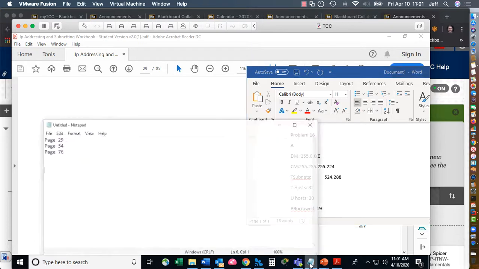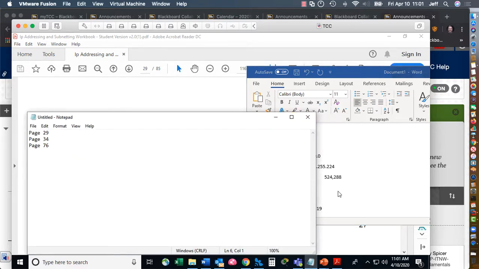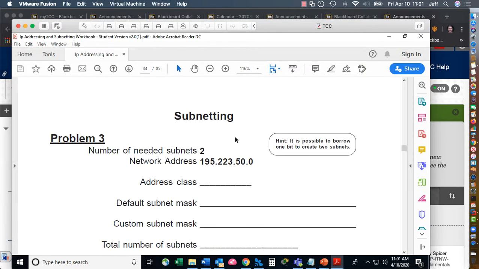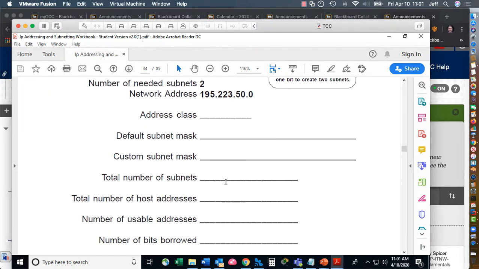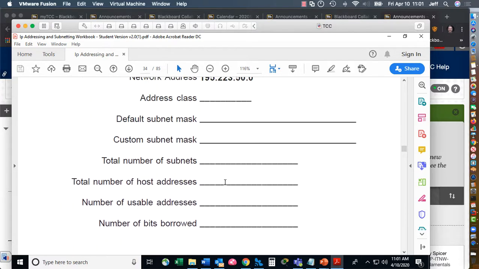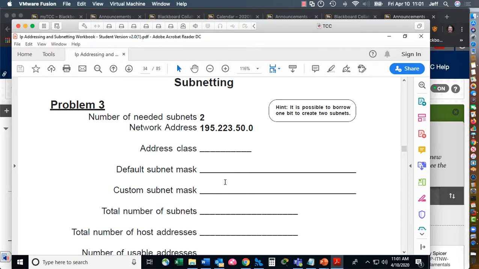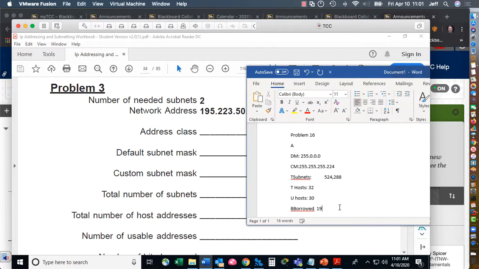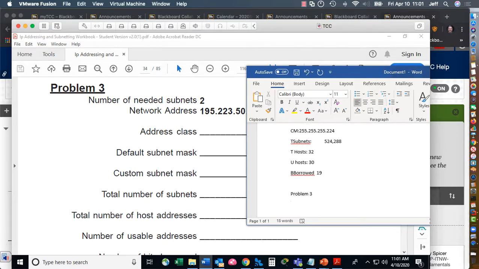All right. Then the next one, we'll go to page 34. It's the second style of problem here. It starts off like the first one, but then it asks for the ranges of the subnets. So we're going to do problem 3. It's on page 34 of the packet. All right. So it's a class C, right? 195, so we're at class C.